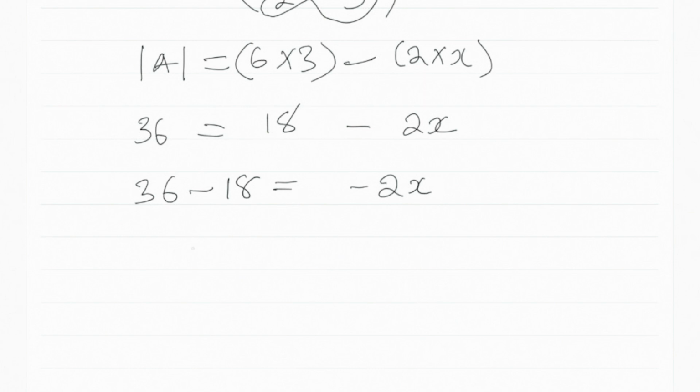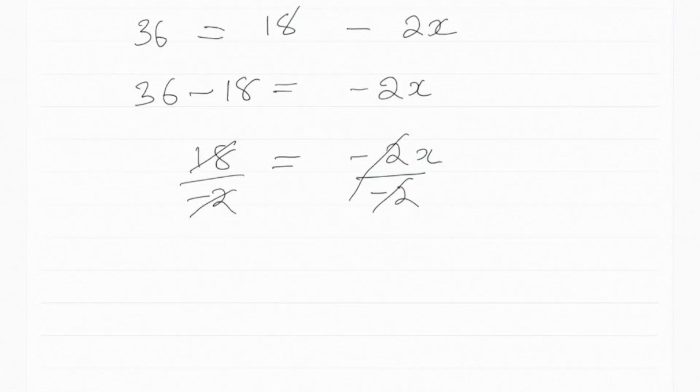Dividing both sides by negative 2, because we've been asked to find the value of x, the value of x equals negative 9. So we have answered the first part of the question, which requires us to find the value of x. So part 1, the value of x is negative 9.